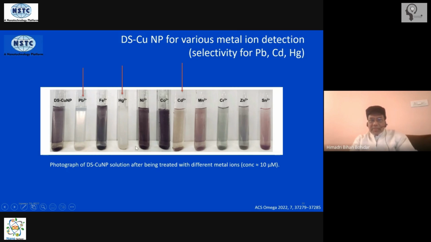Iron, dark color. Nickel, dark color. Cobalt also is very dark color. Manganese showing some faint color, but it's not transparent. Chromium, zinc also same family. Strontium also same family. So clearly, lead and mercury are distinctively visible as heavy metals that have been detected. And to some extent, for cadmium, the same story applies. All others show a strong color, which means that they are not detected here. The detected metal ions are these three, Pb, Hg, and Cd.